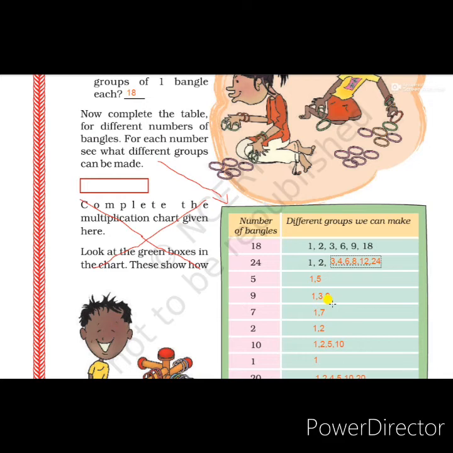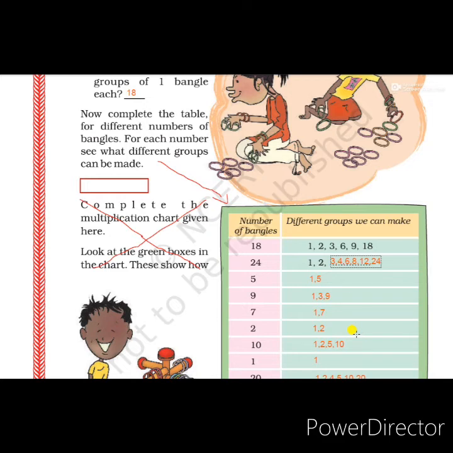Now number 2. Suppose there are 2 bangles. 2 groups we can make. One is one group of two bangles and another is two groups, one bangle in each. So we can say the 1 and 2 are the factors of 2.